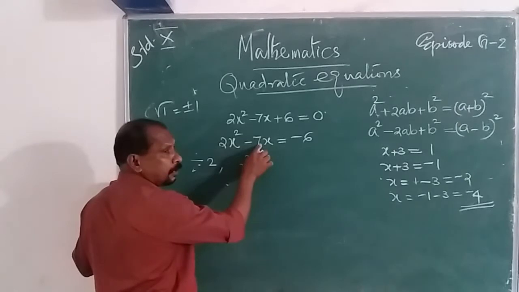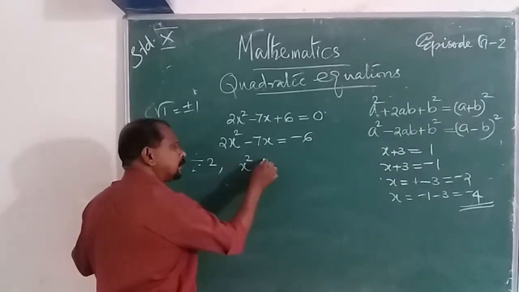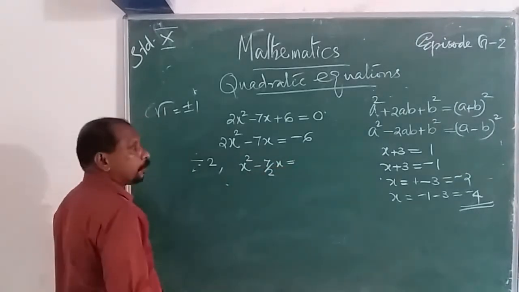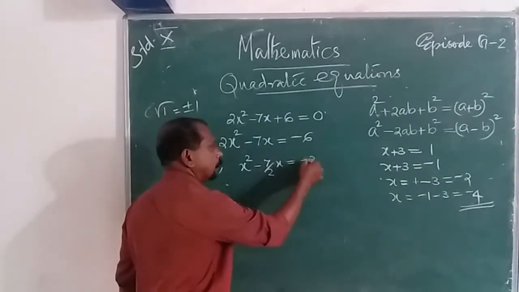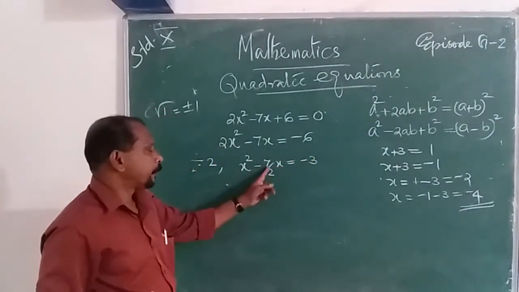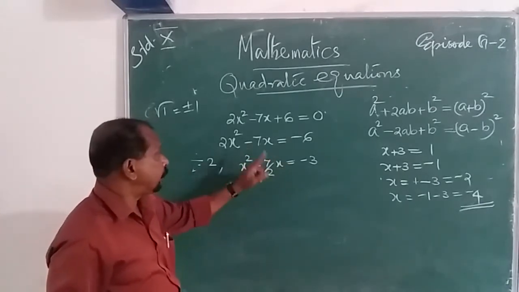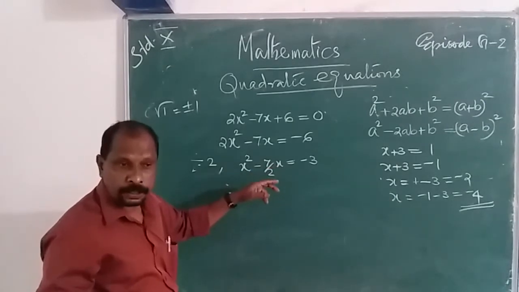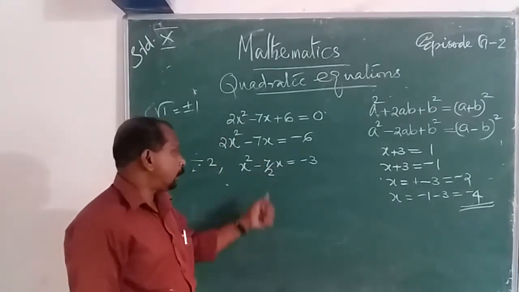This is an odd number. We can divide by 2, 7 by 2. It is always like 7 by 2. Is equal to minus 6 by 2. What is it? Minus 3. Then 7 by 2, we take half of the coefficient of x. That is the way. Half of the coefficient of x, when the coefficient of x square is 1. That means 7 by 2.